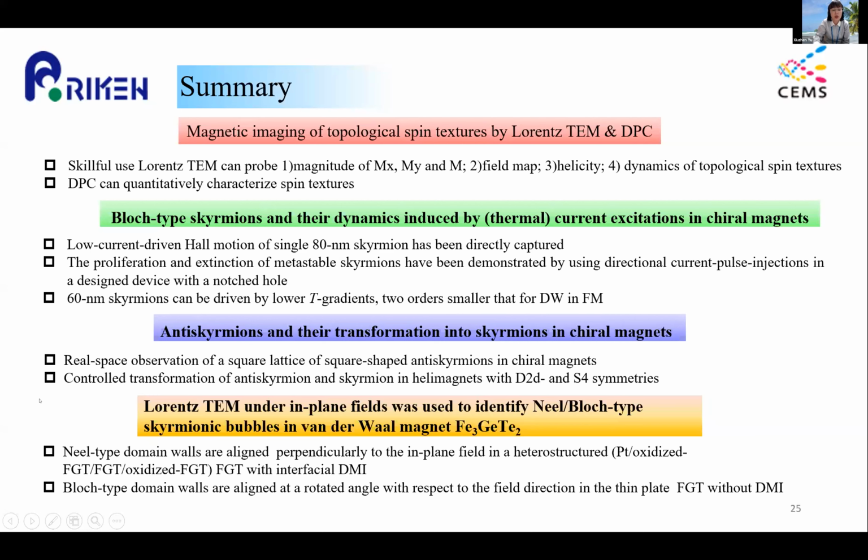I also presented the real space observation of antiskyrmions and their transformation into skyrmions. And finally, I showed how to identify the Néel and the Bloch-type skyrmionic bubbles in the two-dimensional van der Waals magnet FGT.